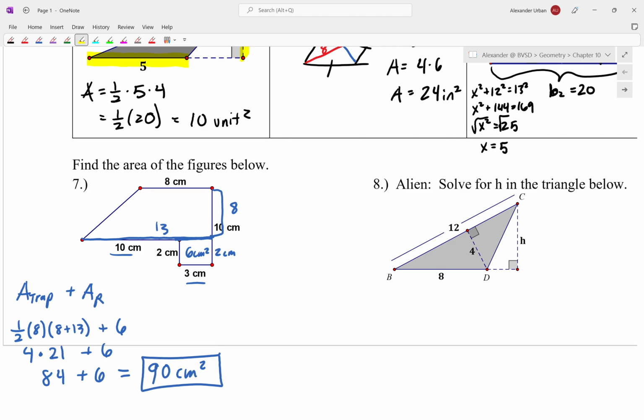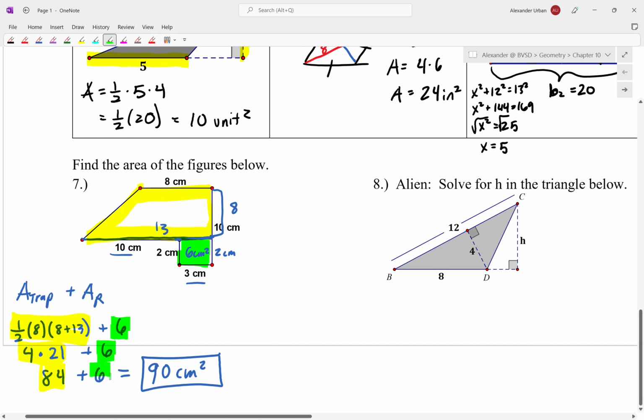So, again, if you need to see it, I had my area of my trapezoid. That's going to be highlighted in yellow. And then you can see my area of the rectangle is always 6. I haven't changed it. It's beautiful. It's gorgeous. Add them together at the end, and you're going to get 90 centimeters squared.